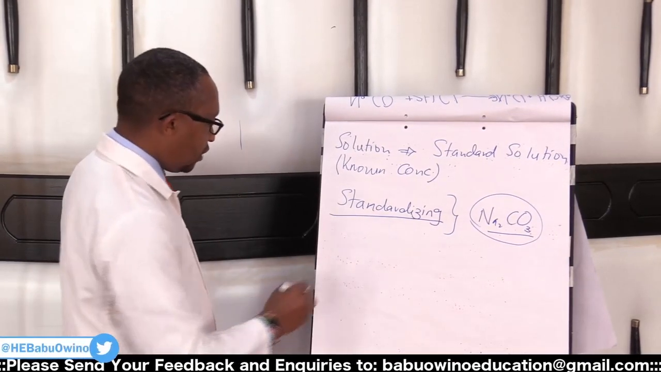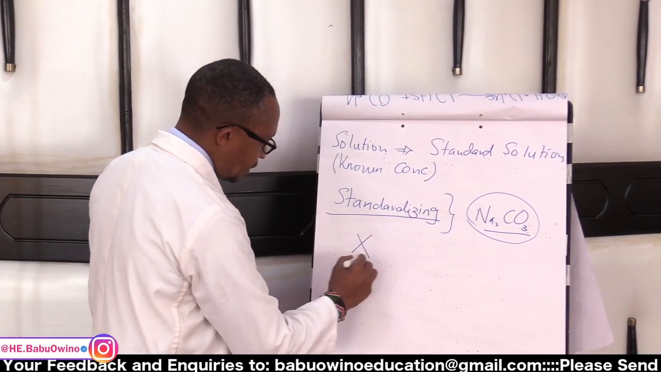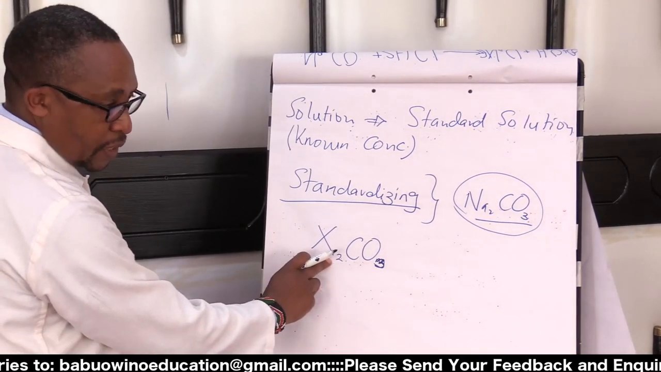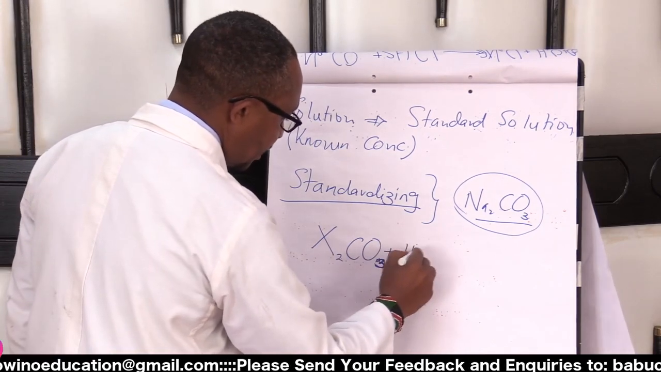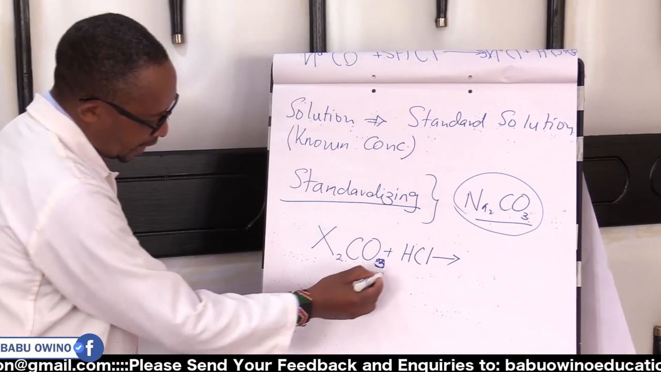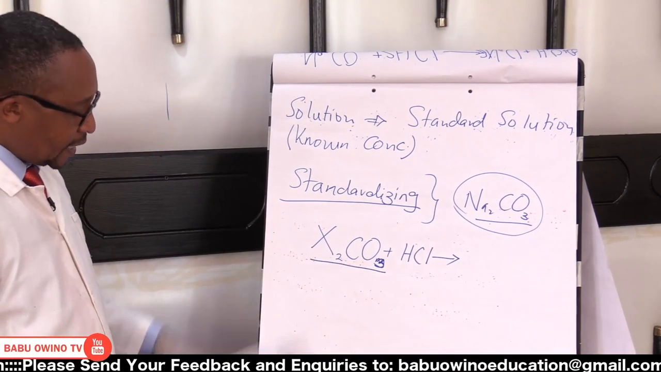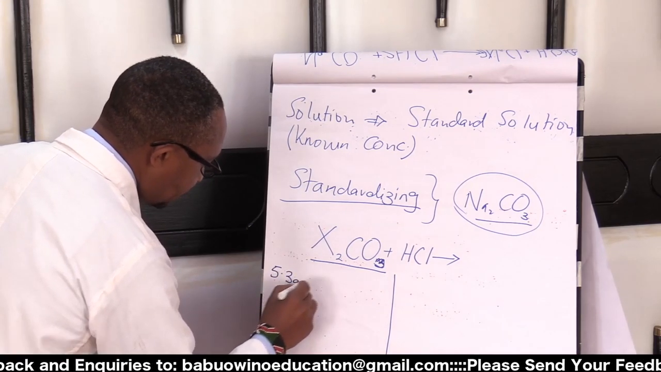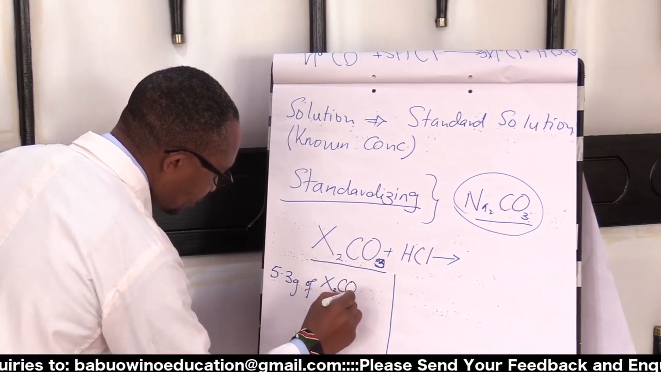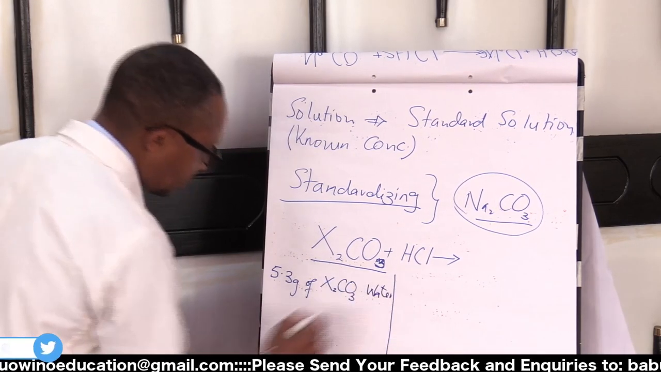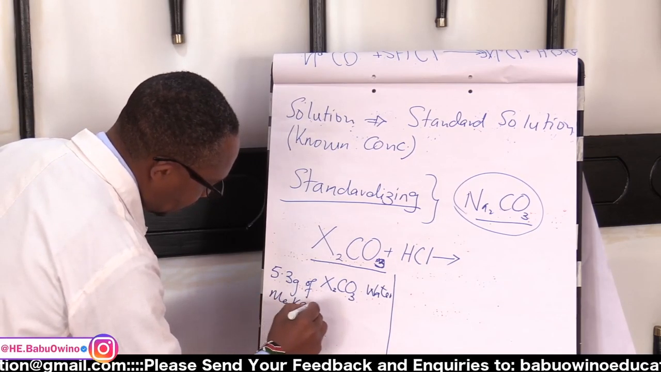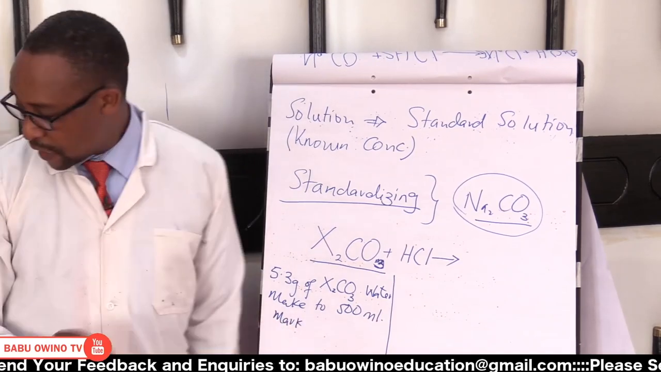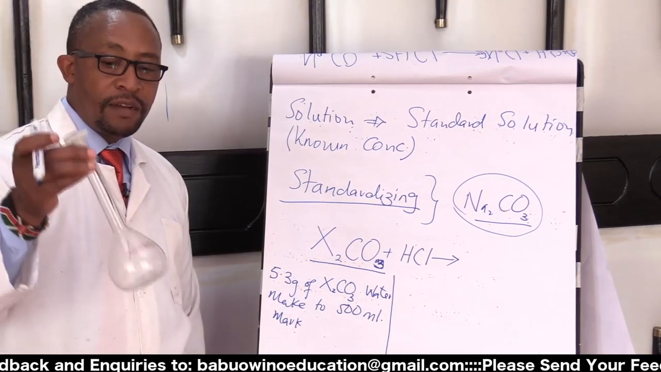That is one question you could be given. The same question could be given like this. The examiner could give you a carbonate that is not known, and you are combining it with HCl. Meaning, he has given you the formula of the carbonate, and he has told you that you dissolve 5.3 grams of the X carbonate in water and make it up to the 500 mls mark. So in our case, we were using a 250 ml flask.